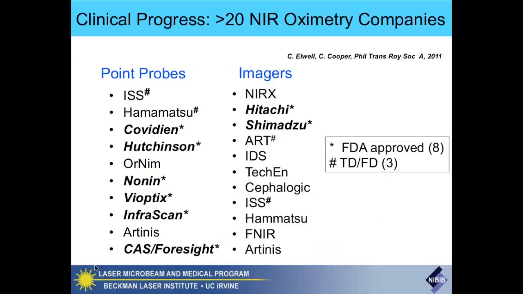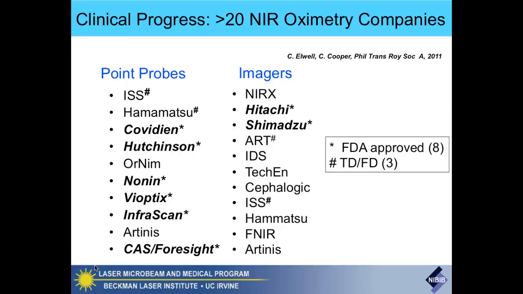So what's the commercial or clinical status of all this stuff? There are more than 20 near-infrared oximetry companies. This table is, I guess, compiled more or less within the last year or so, though we're not constantly updating it. And they kind of work out to be point probes and imagers. There's really a good article by Claire Elwell and Chris Cooper that summarizes some of these.